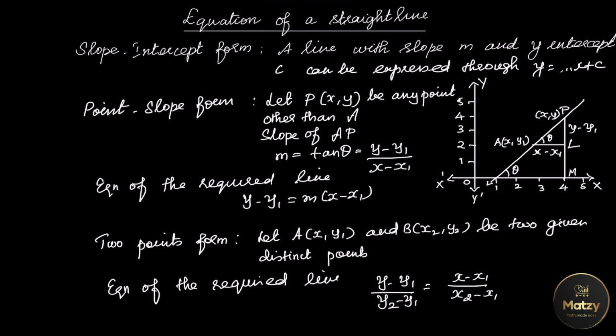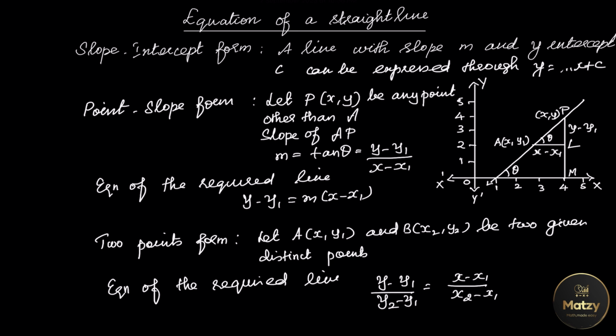Okay, so this opposite side is PL. Am I right? Adjacent side is AL. So PL by AL is tan theta. Opposite by adjacent. What is PL? Y minus Y1 because P is x comma Y. So PM is Y. Am I right? LM is Y1.